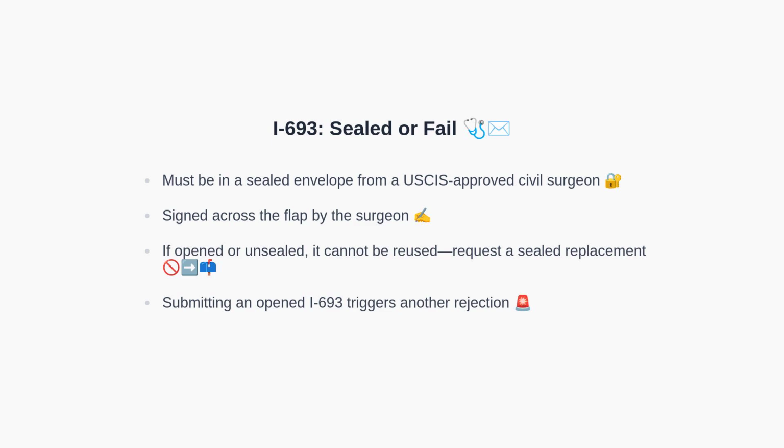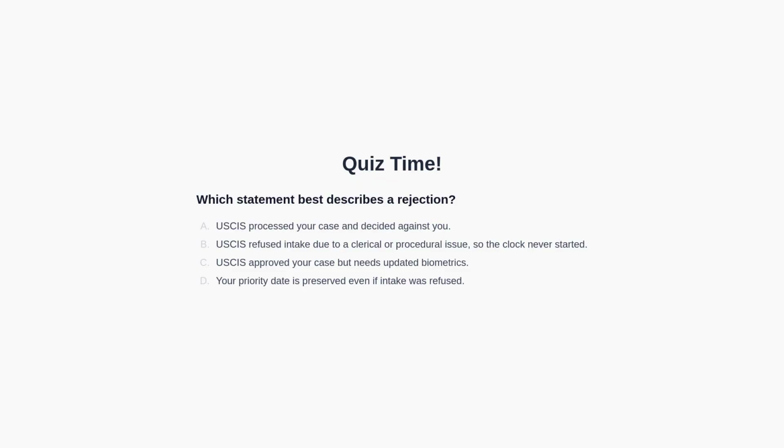Now, to reinforce understanding, let's do a quick quiz. Question: which statement best describes a rejection? Option A: USCIS processed your case and decided against you. Option B: USCIS refused intake due to a clerical or procedural issue, so the clock never started. Option C: USCIS approved your case but needs updated biometrics. Option D: your priority date is preserved even if intake was refused.